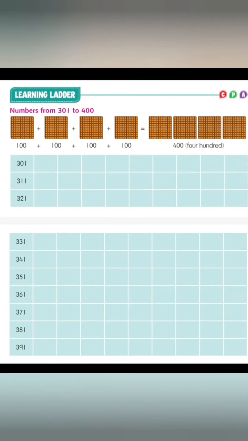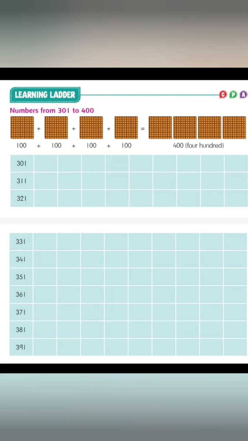But before starting today's class, let us recapitulate what we have learnt in our previous class. In our previous class, we have learnt numbers from 201 to 300, place value, face value, expanded form. Now let us start today's class.